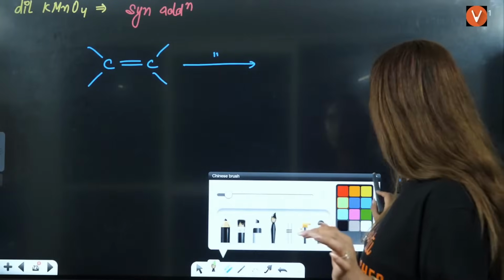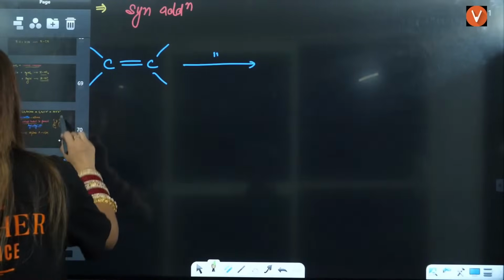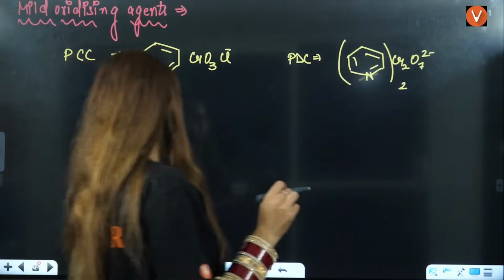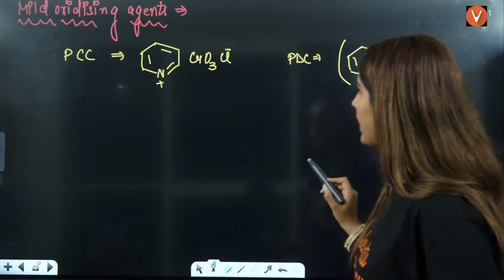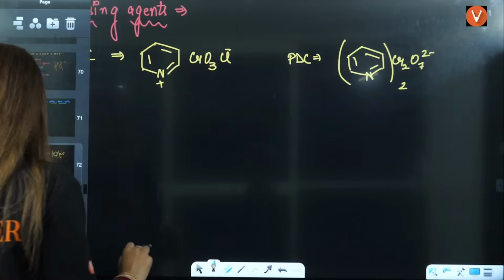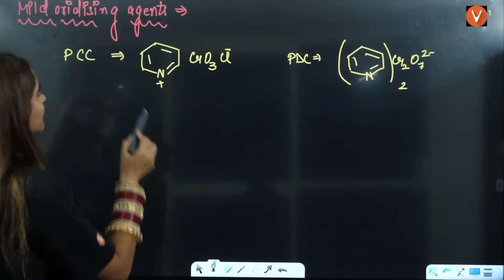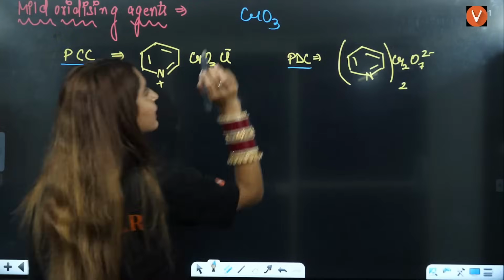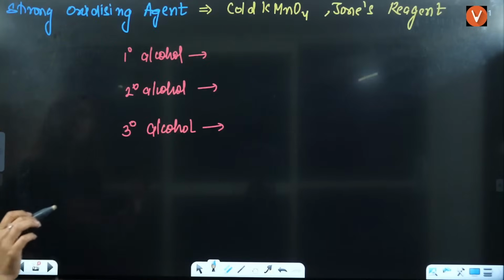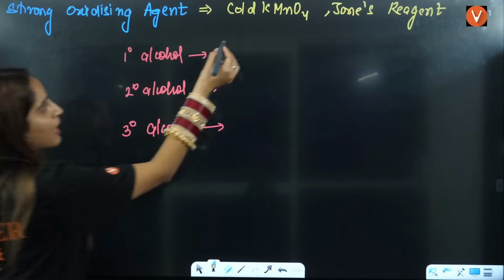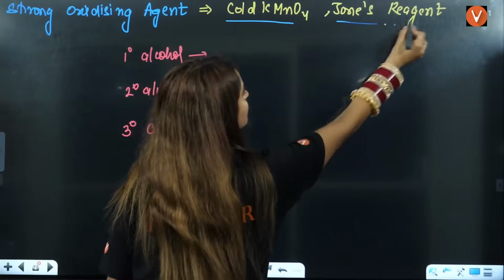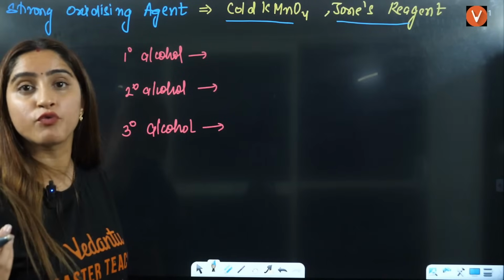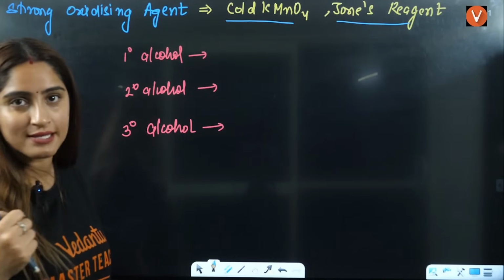Next is dilute KMnO4. This we have already done. This is nothing but Baeyer's reagent, right? Next we have mild oxidizing agents. Yes, mild oxidizing agents like PCC, PDC, CrO3, right? These are mild oxidizing agents. Strong oxidizing agents are hot KMnO4, Jones reagent, like when you use CrO3 in presence of H2SO4, then that will be a strong oxidizing agent.